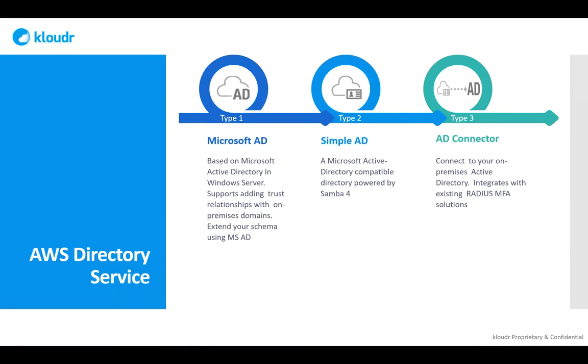In addition, Microsoft AD supports trust relationships with on-premise domains. If you have an on-premise domain with a specific schema and you need to extend it to AWS, this is feasible using this feature. Another type of directory service we have is Simple AD. Simple AD is a Microsoft Active Directory compatible directory powered by Samba 4. It has the basic functionalities of any Active Directory.